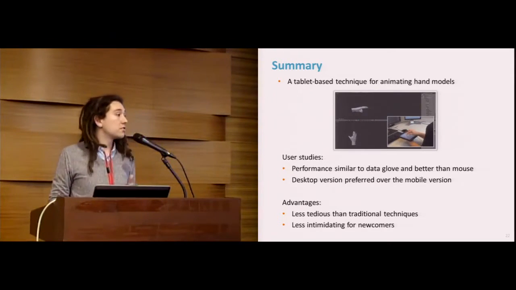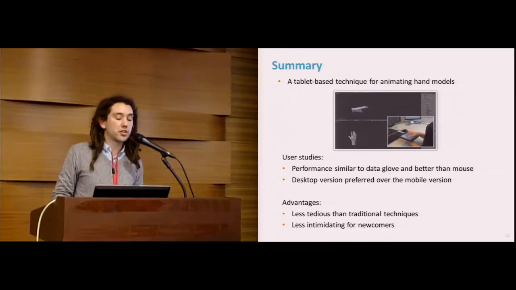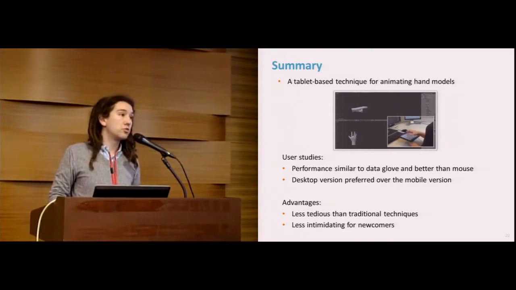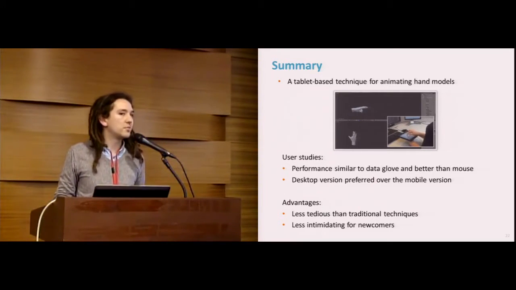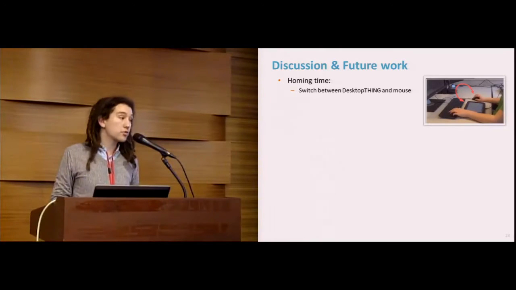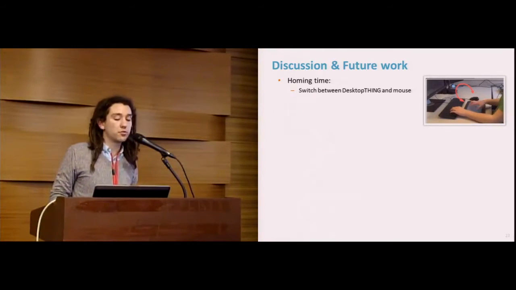So in the end, this lets us think that THING could be an alternative to the traditional way of doing computer animation, and it could be especially appreciated by newcomers in 3D animation, since the traditional way of doing manual computer animation, such as forward kinematics or inverse kinematics, can be seen as quite intimidating. Of course, there are still some limitations to address, and that's for future work.